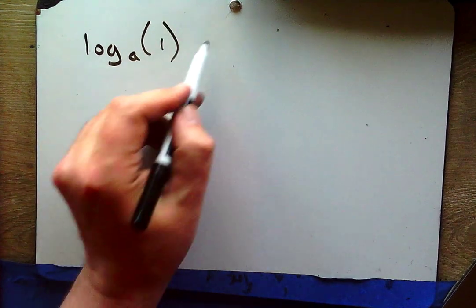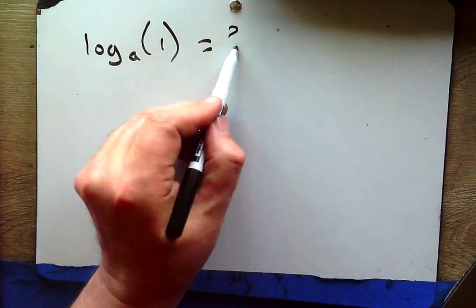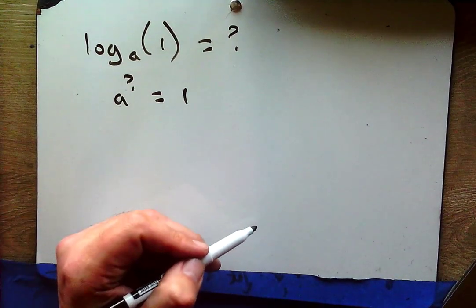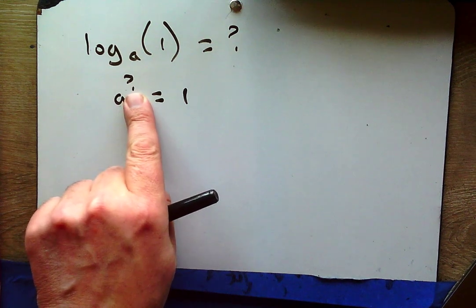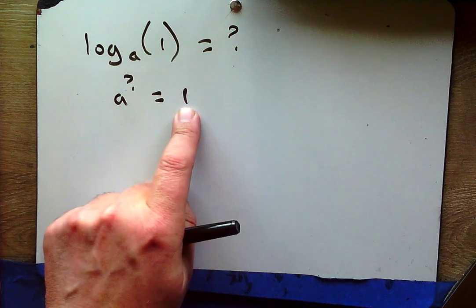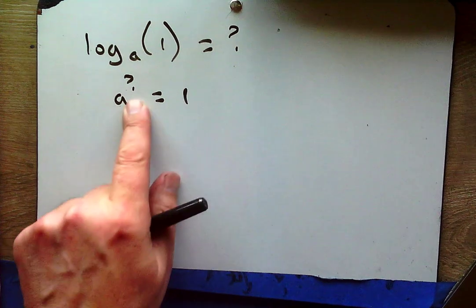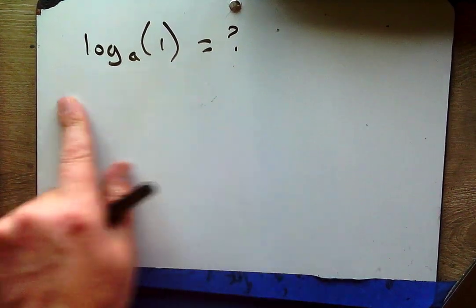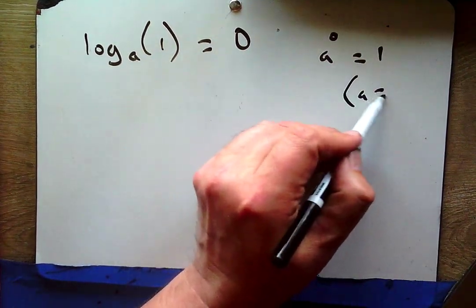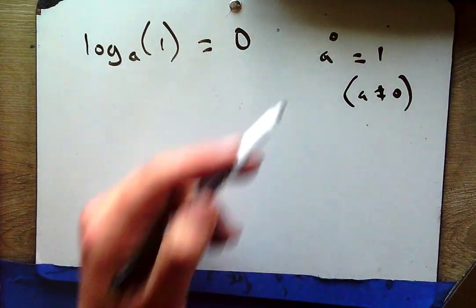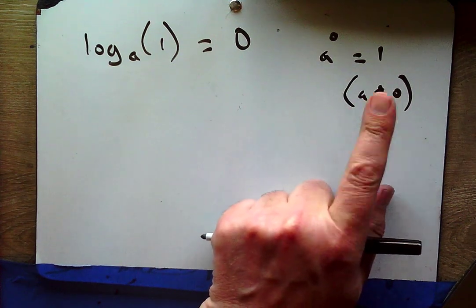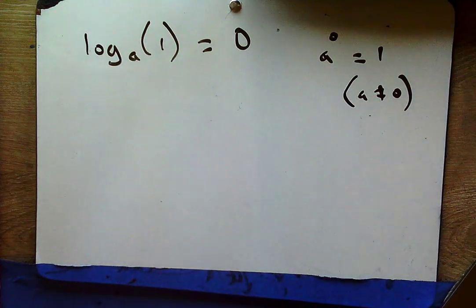Log base a of 1 equals, well, let's say we don't know. And let's scorpion tail it. A to the question mark equals 1. What power does that have to be? So when I do a to that power, I get the answer 1. When is 1 the answer in an exponential expression? That's right, 0. A to the 0 equals 1, provided a doesn't equal 0, because 0 to the 0 is not always 1. You don't have to worry about this, but you'll probably see this if this is our question.